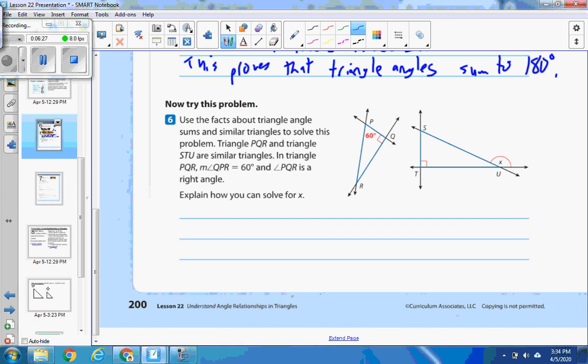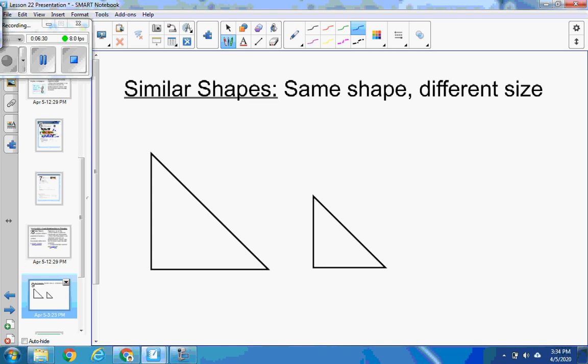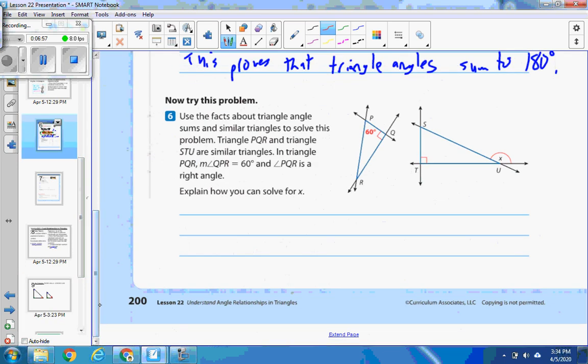So real quick recap. If you guys remember similar shapes, when we talked about dilations, they're shapes that are the same shape but have different size, meaning a bigger or smaller version. But the interesting thing is that the corresponding angles are always congruent to each other. So the angle measures don't change, but the size of the lengths of the sides do. So if these are similar triangles, the angles don't change, but the lengths of the sides will.